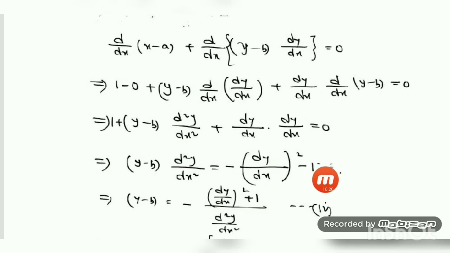I just bring it to the left side. So the y minus b value we have got. It is equal to what? This term divided by d2y dx2. I just mark it as number 4.